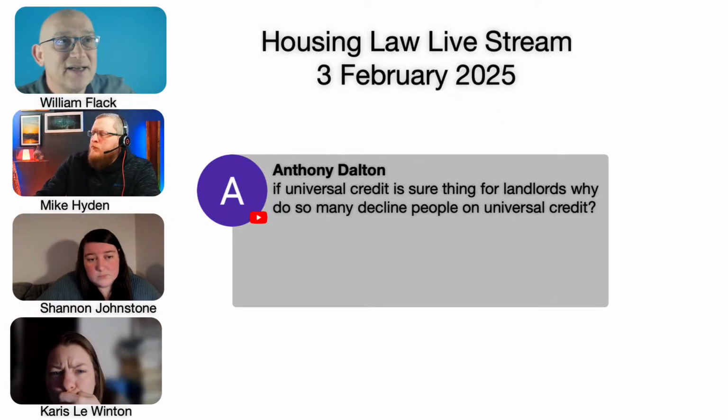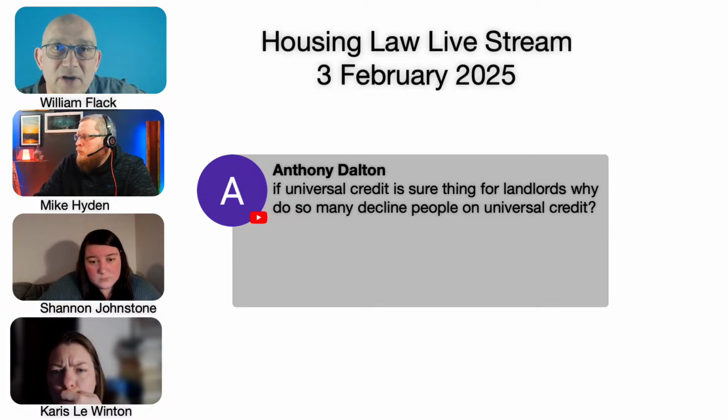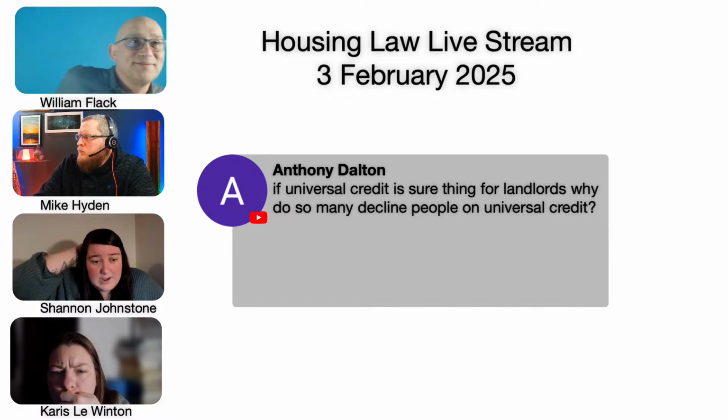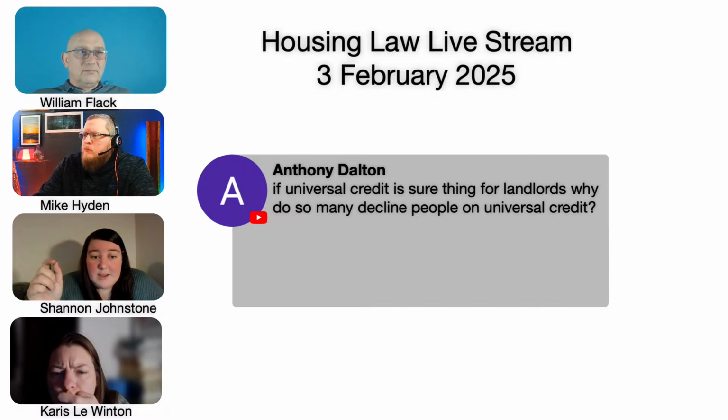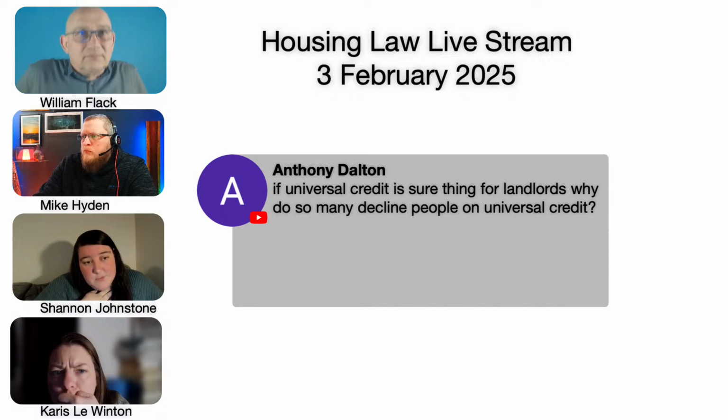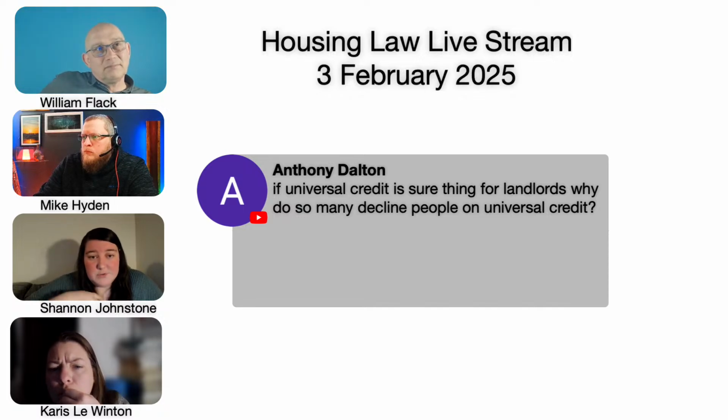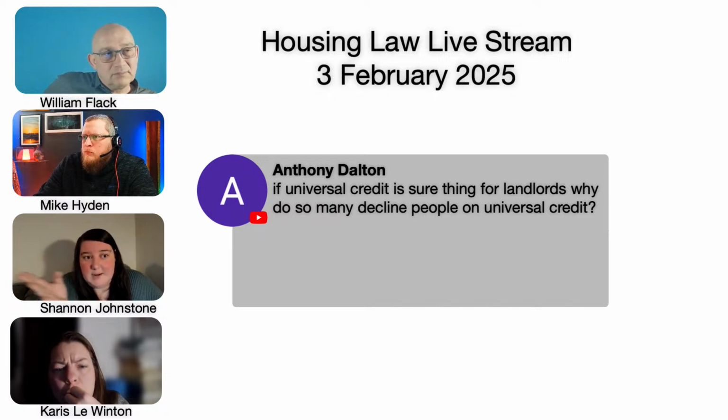And there it is. So if universal credit is a sure thing for landlords, why do so many decline people on universal credit? I think because with the housing element on universal credit, the money goes direct to the individual, and then the individual has to pay that to the landlord. And I think often the concern for landlords is that the person won't pay that because they're not a responsible human being if they've ended up on universal credit, which obviously is ridiculous.